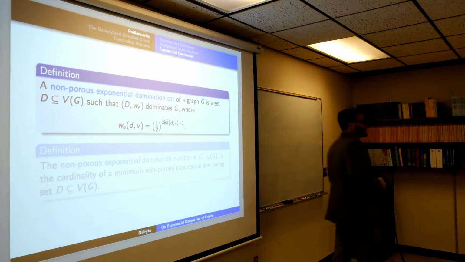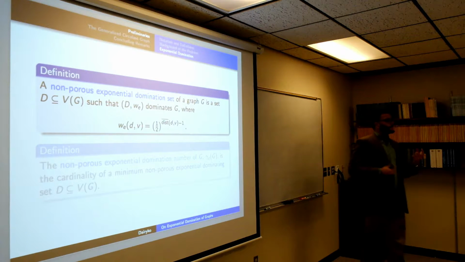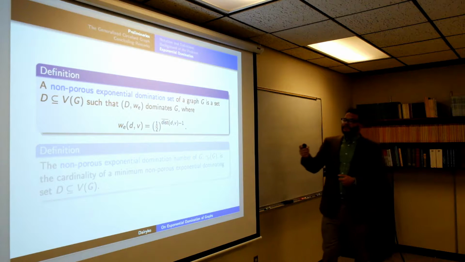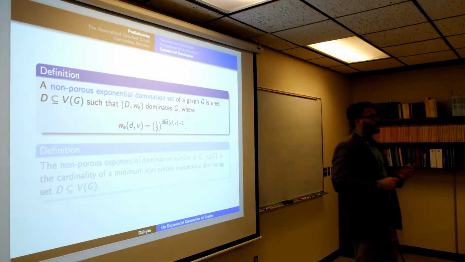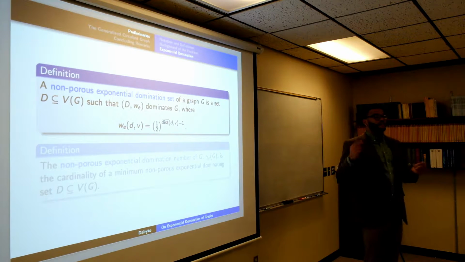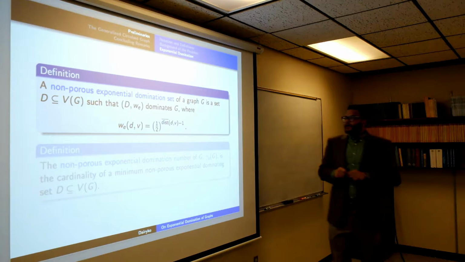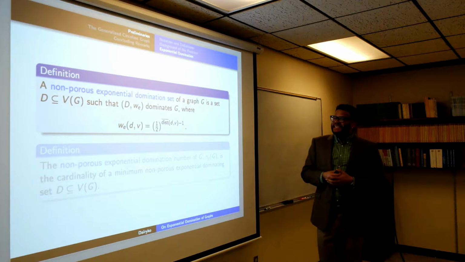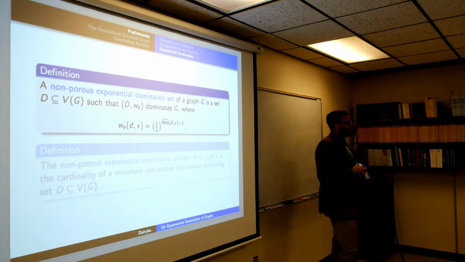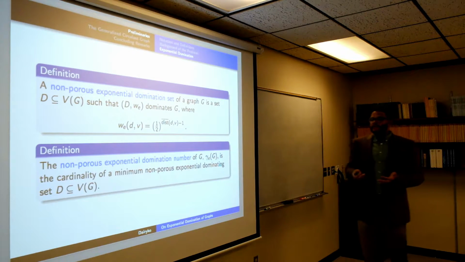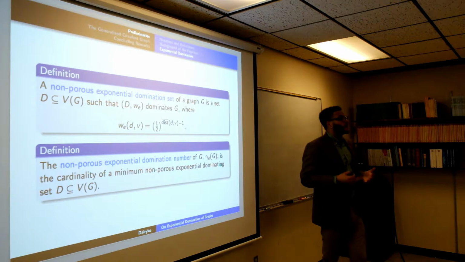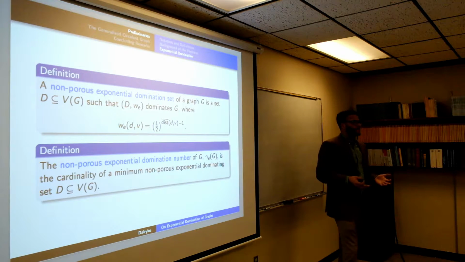All right, moving on to non-porous exponential domination. It's defined very similarly, or at least the 2 weight functions are, with the exception of this distance bar. What I mean by this distance bar is the length of the smallest path from vertex D to vertex V, such that there are no internal vertices contained in D. So that set of vertices D is considered to be a non-porous exponential domination set if D with W sub E together dominates G. The non-porous exponential domination number, similarly as before, is just the cardinality of the smallest non-porous exponential domination set.